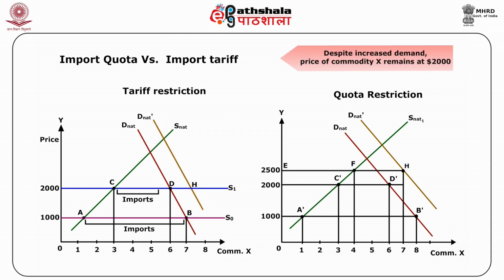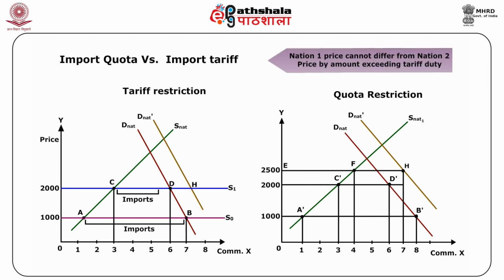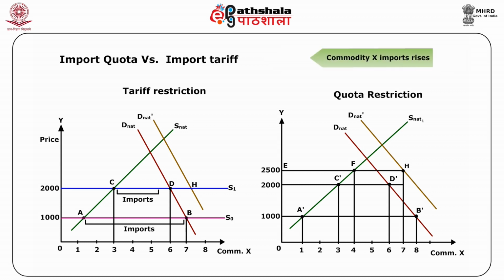Now suppose the nation 1 demand for commodity X rises from D_N1 to D'_N1. Despite the increased demand, the price of commodity X remains at $2,000. This is because the nation 1 price cannot differ from the nation 2 price by an amount exceeding the tariff duty. Commodity X imports rise from 3 lakh units CD to 5 lakh units. So, under an import tariff, prices were not increased further.